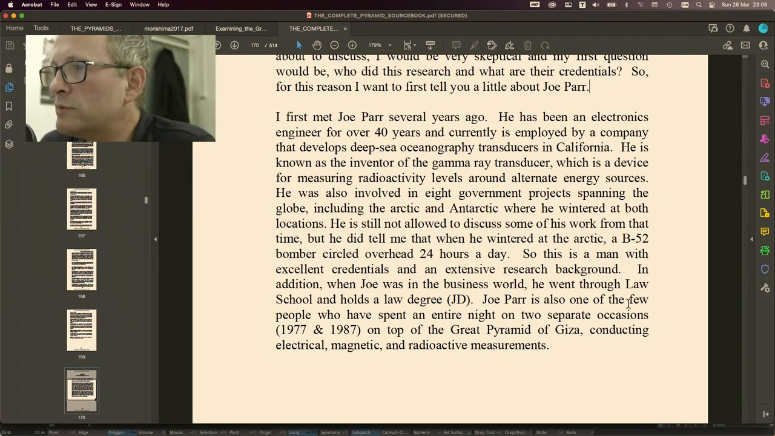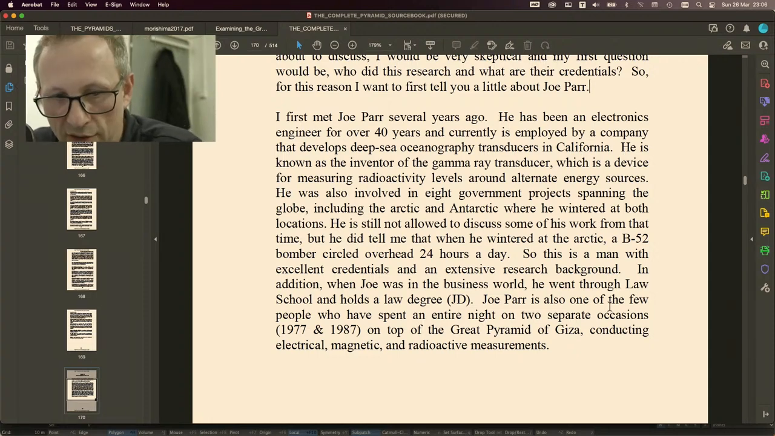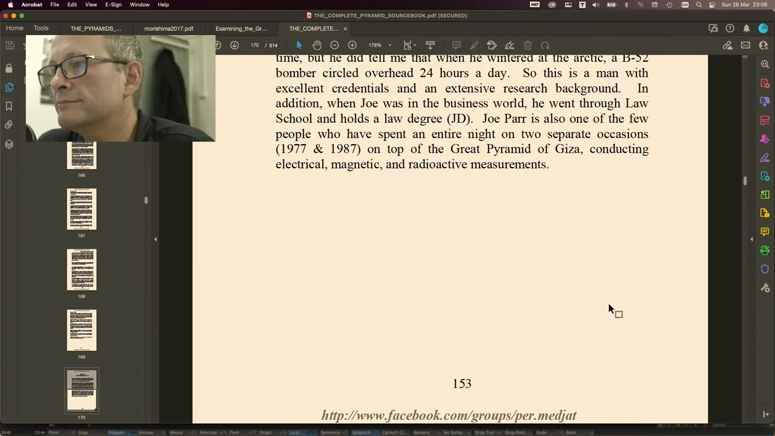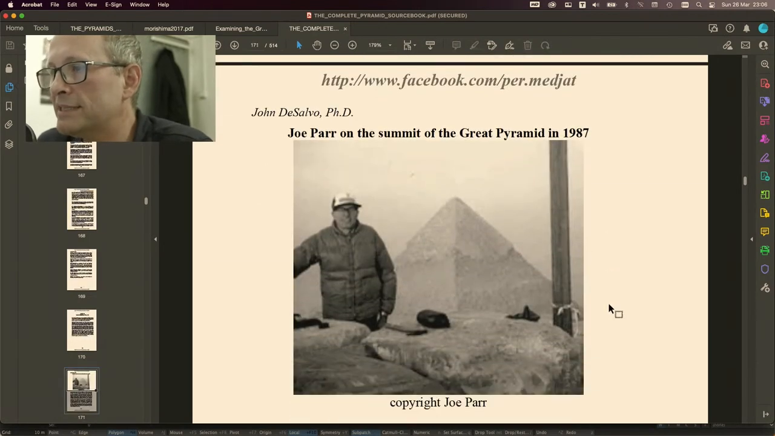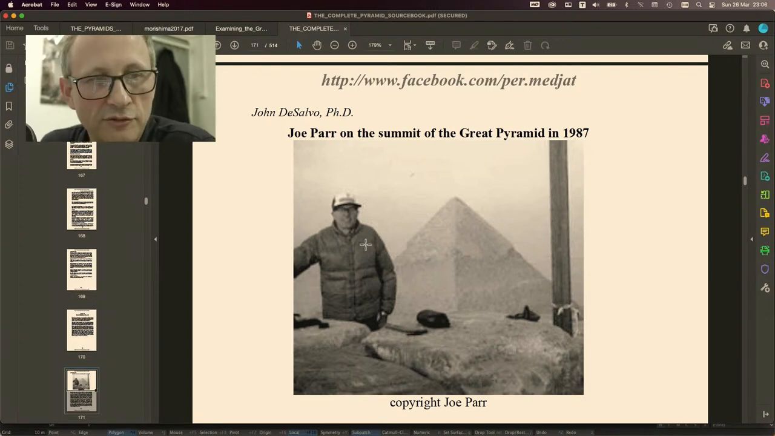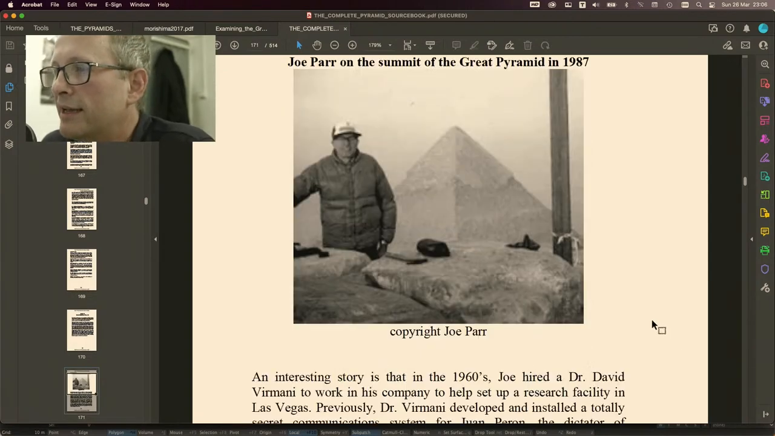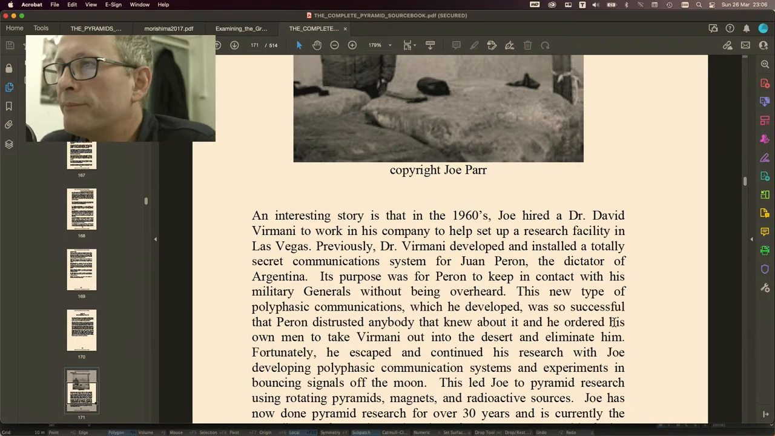In addition, when Joe was in the business world, he went through law school and holds a law degree. Joe Parr is also one of the few people who have spent an entire night on 2 separate occasions, 1977 and 1987, on top of the Great Pyramid of Giza, conducting electrical, magnetic, and radioactive measurements. So, this is a picture of him. This is Joe Parr. Thank you, Joe Parr, for your contribution here. Copyright Joe Parr.